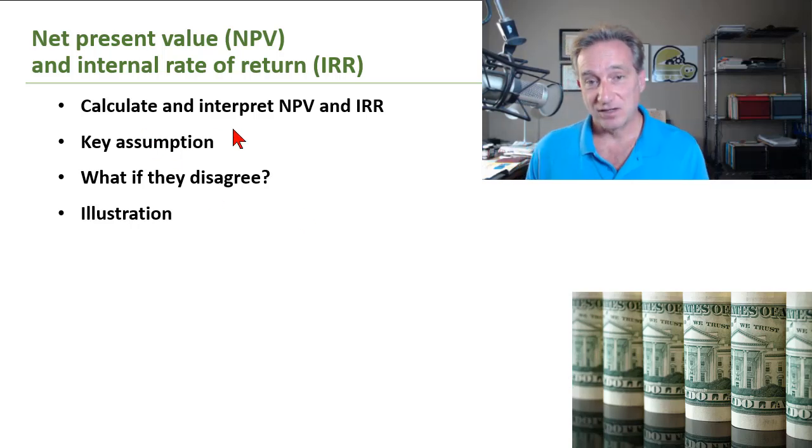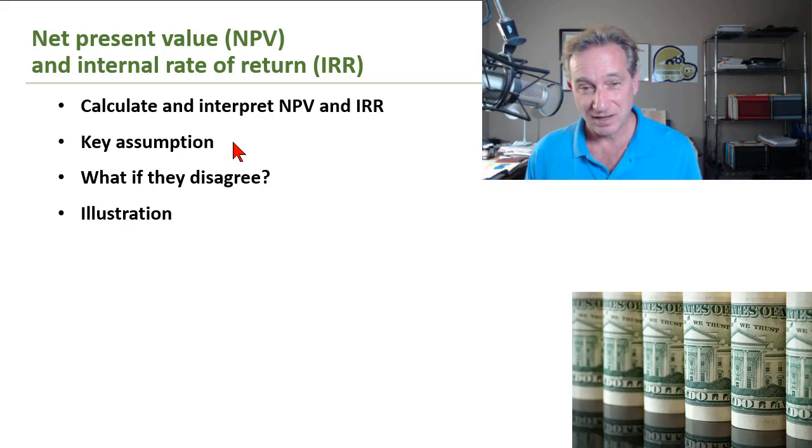In this video, we'll look at the calculation and interpretation of two of the most popular decision-making tools in corporate finance. That's net present value and internal rate of return. First, I'll briefly give you the context as to why these are so useful in finance. And then we'll identify the key assumptions so we can be mindful of it.